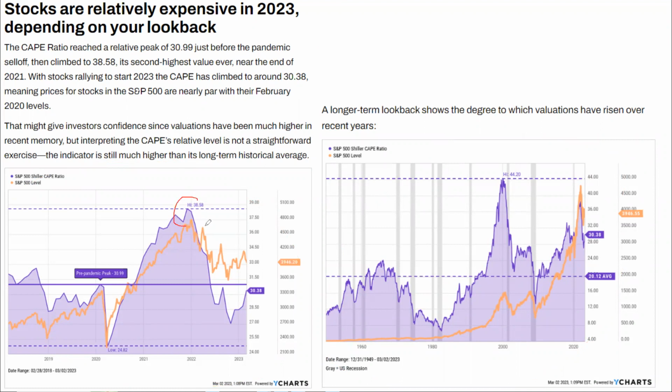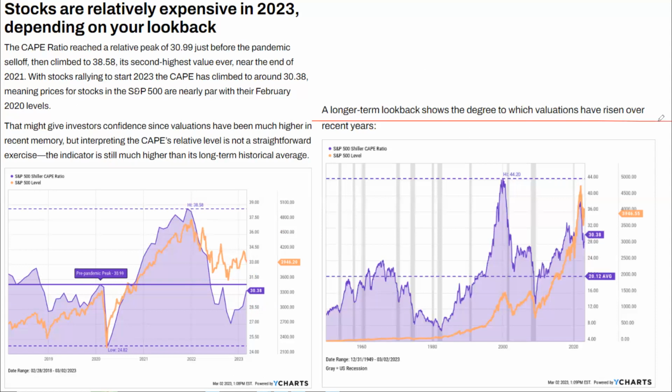And this is the end of 2021 right here. What we talked about in the last slide is that the higher the CAPE ratio, the more likelihood that stocks are going to have a sell-off, right? The S&P 500 is in orange right here, and ultimately it did get that really sharp move after such a high peak in the CAPE ratio. Now, this is the pre-pandemic peak right here at 30.99, and we're extremely close to that, guys. This means that the S&P 500 could be due for another leg down, as we're starting the year off with a really high CAPE ratio that's got a few people worried.